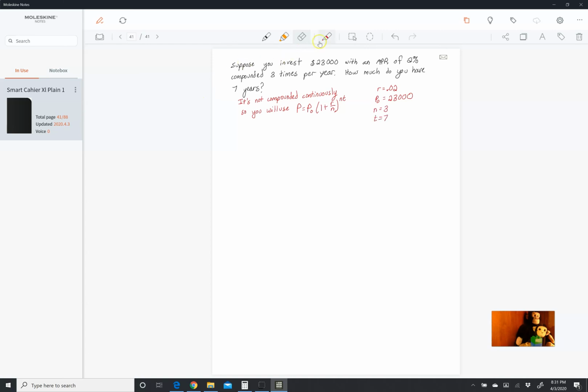So this is a plug and chug. You're just plugging it in here. So your P is 23,000 times 1 plus 0.02 divided by 3. Every time you get interest, you're getting a third of 2%. And then it's 3 times 7. Over 7 years, you're collecting interest 21 times.